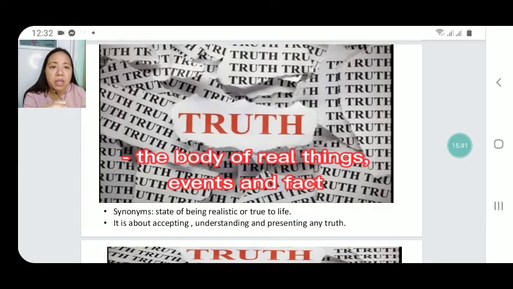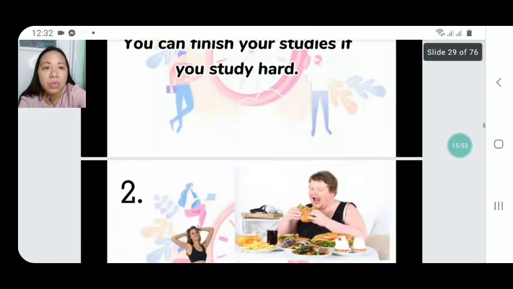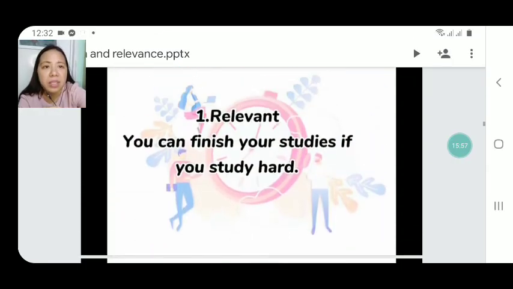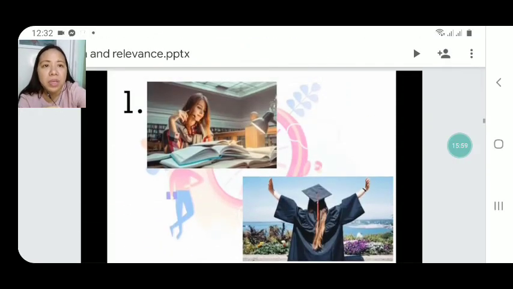Synonyms could be the state of being realistic or true to life. It is about accepting, understanding, and presenting any truth. So kapag may katotohanan yung pinapanood natin, mas maganda yon, right? Mahirap pagka falsehood yung ating mga napapanood. So I have in here some examples. So there is a picture in here.